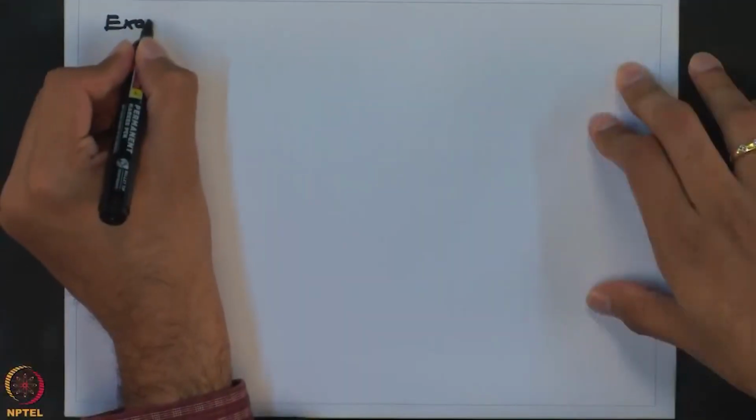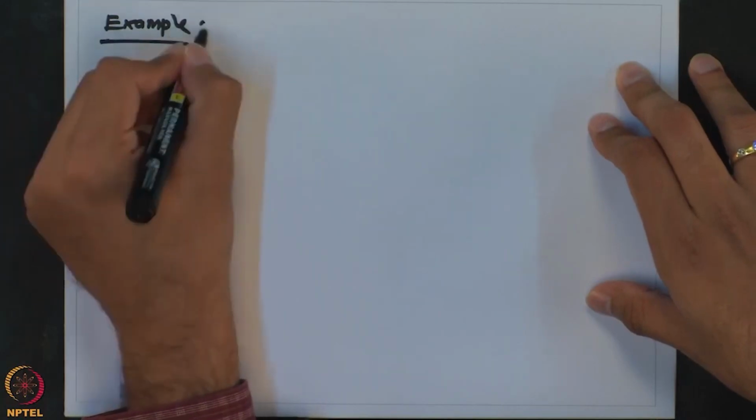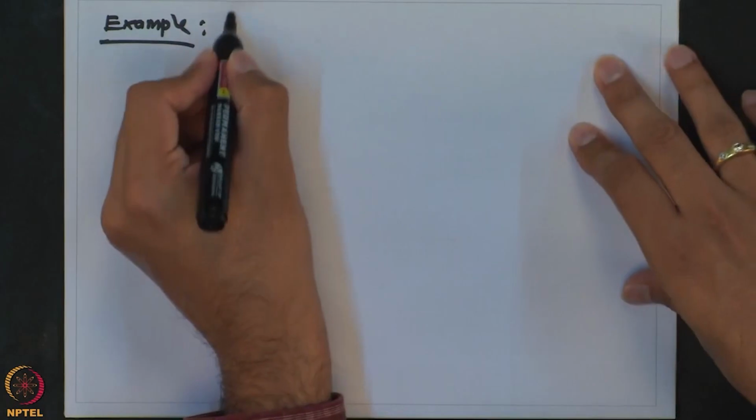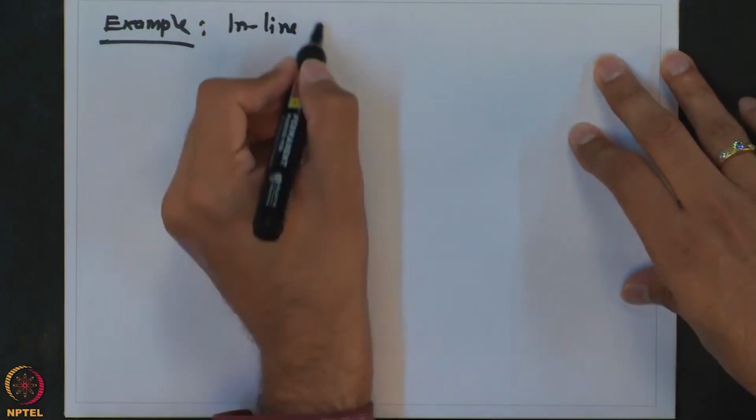Okay. So now what we are going to do is cover different example systems, and we will try to focus on the first problem, which is the synthesis problem. So the next example which we are going to consider is the inline blender.